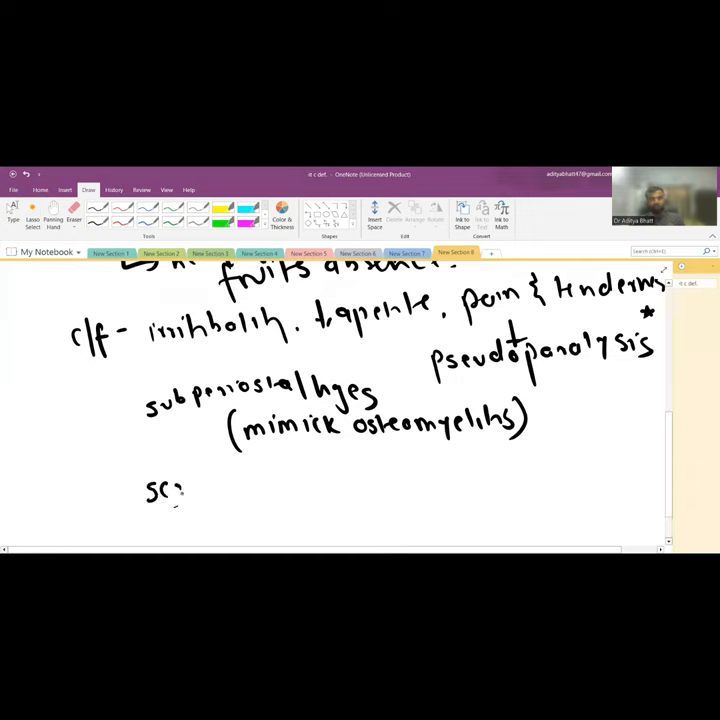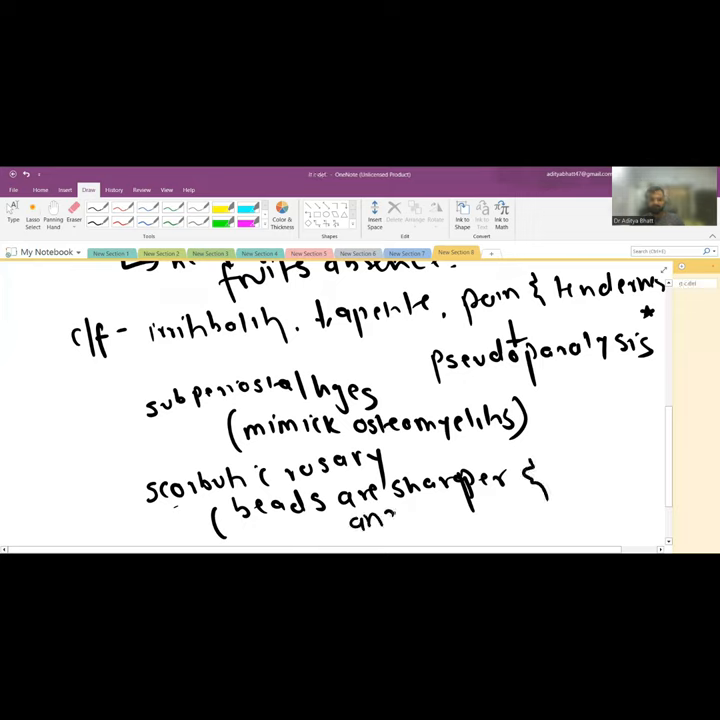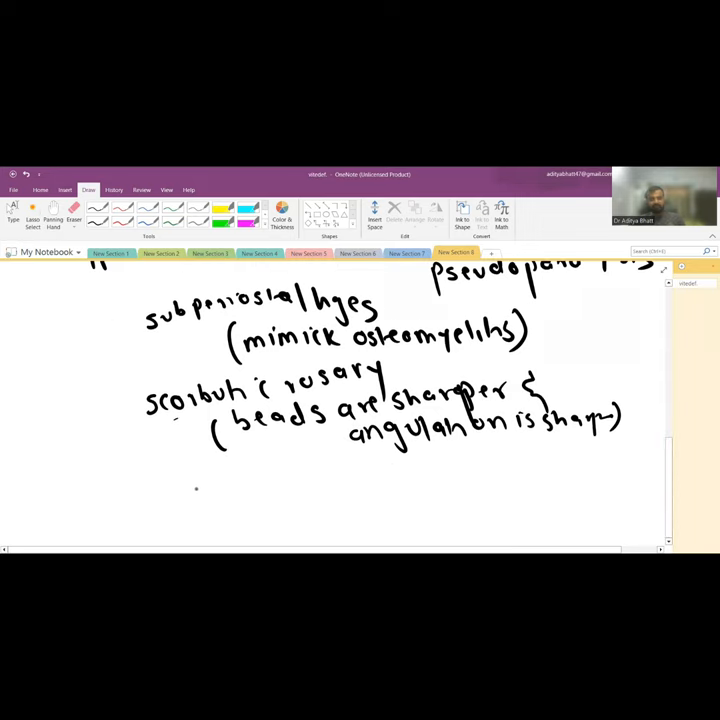There is presence of a scorbutic rosary, where the beads are sharper. Plus, the angulation is also sharper compared to rachitic rosary. Then there is gum bleeding. Gum bleeding is historically known to be a Sailor's disease, and there are bluish spongy swellings, and the teeth start to rot and teeth start to fall.